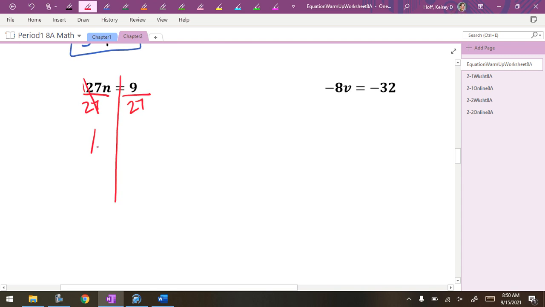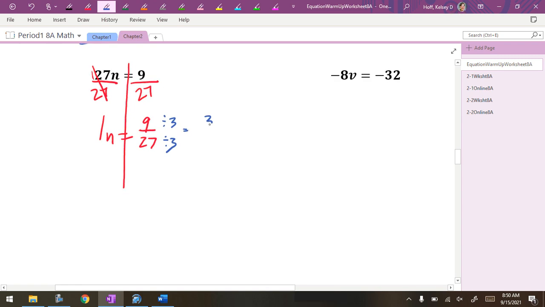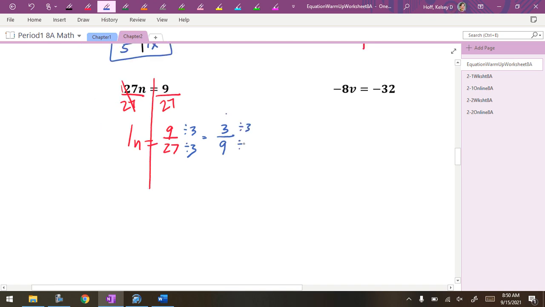Okay, 1n equals, and when you type 9 divided by 27, you get a decimal. So you drag it straight down. Yes, you have to show this work. Can I divide something out of that? What can you divide out? 3. It's okay if you saw 9. You're totally fine. 9 divided by 3 is 3. 27 divided by 3 is 9. But we can do it again. 1 and 3. 1n equals 1/3.